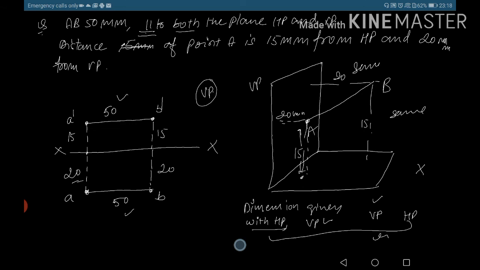Okay, so make this concept clear in your mind. Whatever be the dimension given with HP, use in VP. Whatever be the dimension given with VP, use in HP. Okay, so whenever a line is parallel to any plane, कोई भी लाइन अगर किसी प्लेन के पैरेलल है तो उस प्लेन के अंदर जो भी प्रोजेक्शन बनेगी वो ट्रू लेंथ की होगी. ट्रू लेंथ का मतलब है जो लाइन की एक्चुअल डायमेंशन दी होगी, जैसे ये है. ओके, सो दिस इज माय आंसर.